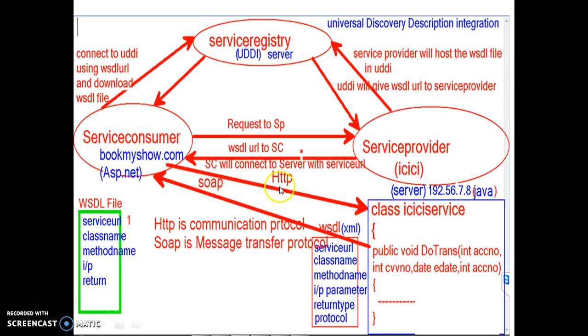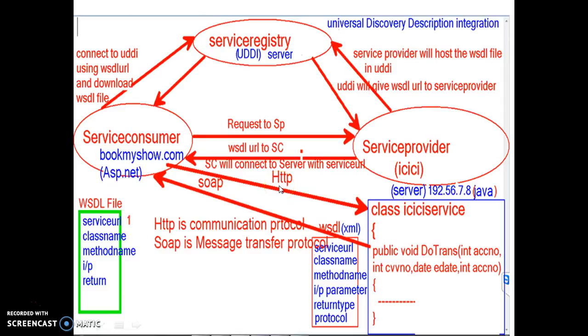So here the communication between service provider and service consumer is due to HTTP. The message transfer is due to SOAP. So I am calling SOAP a message transfer protocol, and HTTP is called a communication protocol. Are you following? SOAP consists of the actual data, the request object and the response object. The actual data will be stored in SOAP, and this SOAP is given to HTTP.